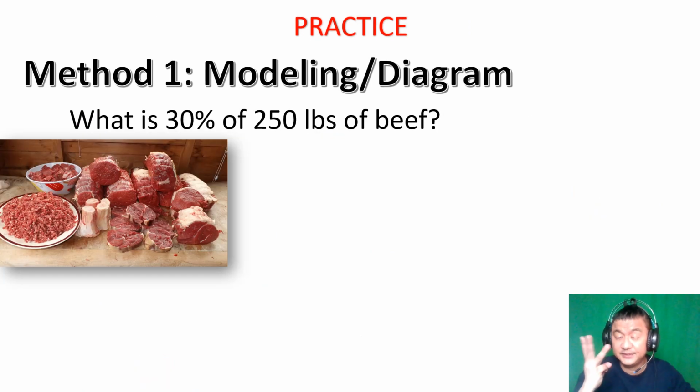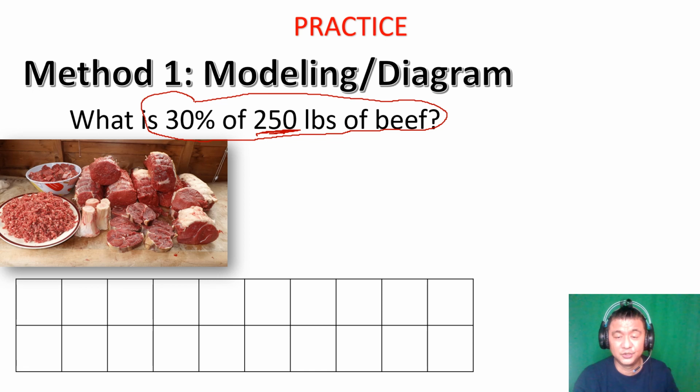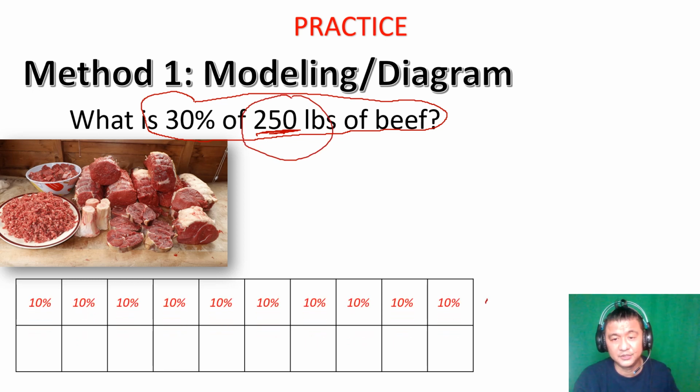All right, for the next 3 slides, we will apply what we've learned. Let's start again with modeling and diagram. Let's read the problem. 30% of 250 pounds of beef. So we need to get a portion of this. Again, make your rectangle split into 10. How much is each part? Yes, you know each part is 10%. If I add all of that, that's going to be 100%. And the total should be 250 if I need 100%.